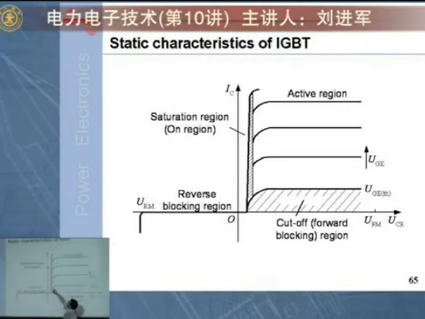But here we took the name of the transistor. This is called the saturation region, or we just call it the on region. This is called the off region, that's called the on region. Okay? And this area is called the active region. That's similar to GTR. Okay?